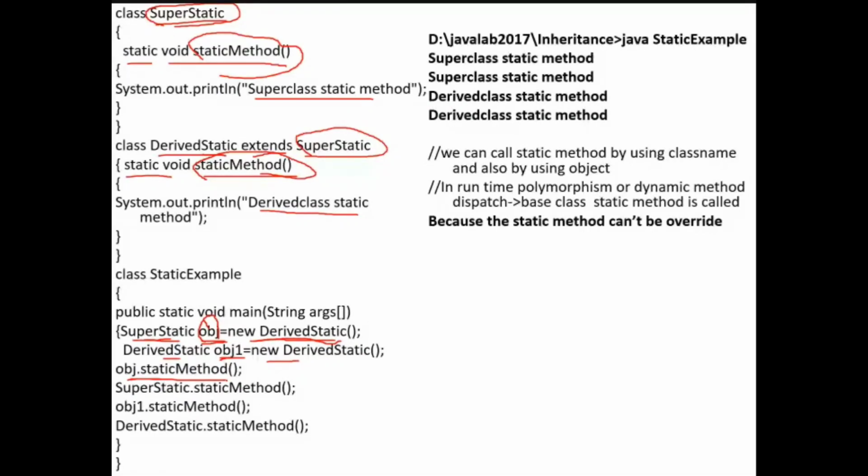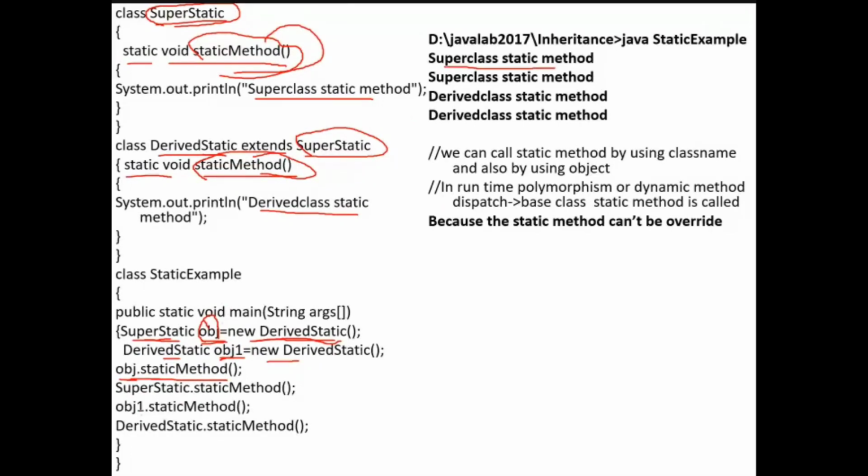Yes, very good. Static method cannot be overridden. Only a normal method can be overridden. So that's why this will call only the base class static method. That's why I have explained that a static method cannot be overridden. Understood? Say yes or no. So by using this object, I can call only the superclass method, because the static method cannot be overridden. That's why it will print the superclass static method.